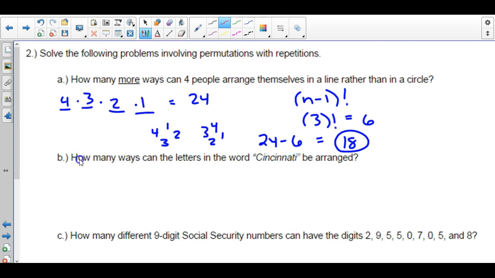For the next one, what I'm going to do is look at how many letters there are in the word Cincinnati, and then we'll look at all the repetitions.